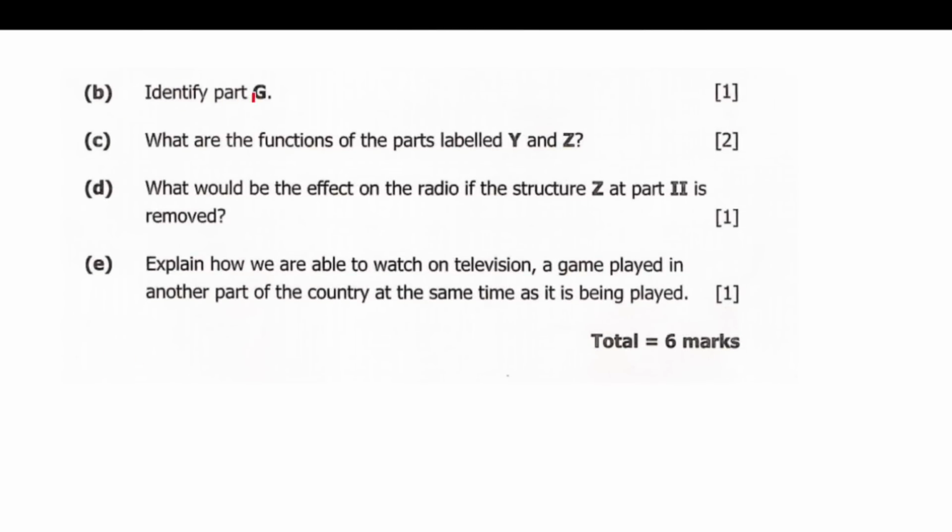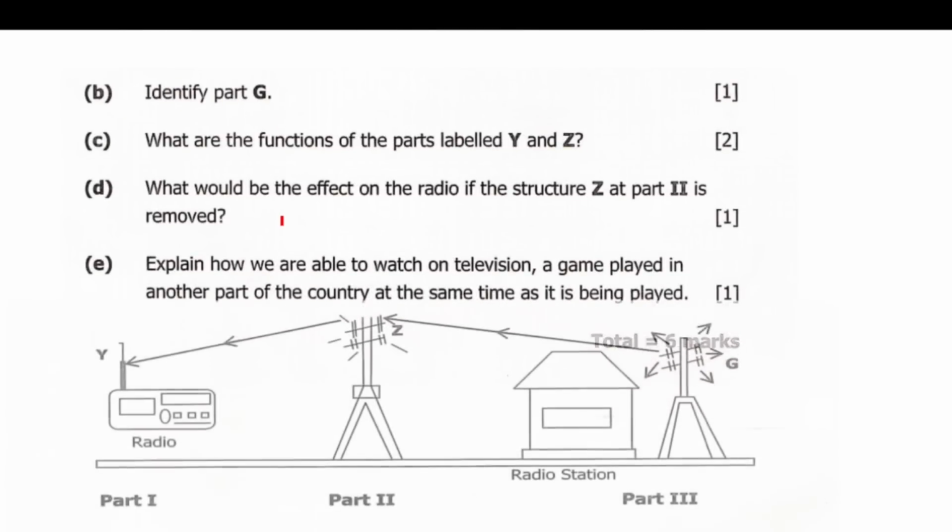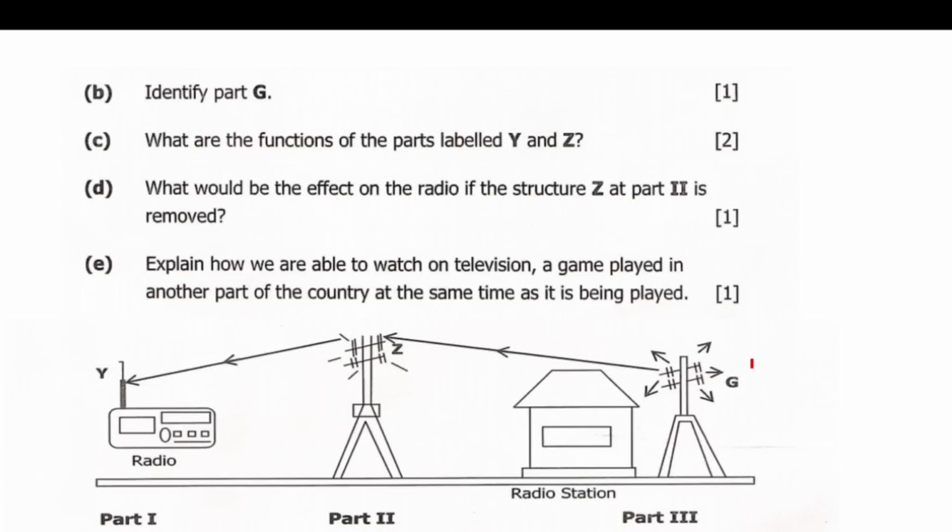Then B, identify part G. So we need to identify part G here. Part G, we said this is a sender transmitter. So this one sends the signal. So we call it sender transmitter.